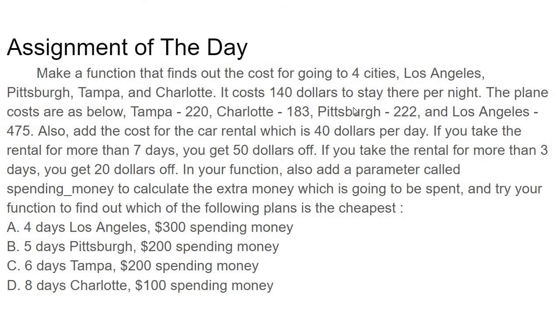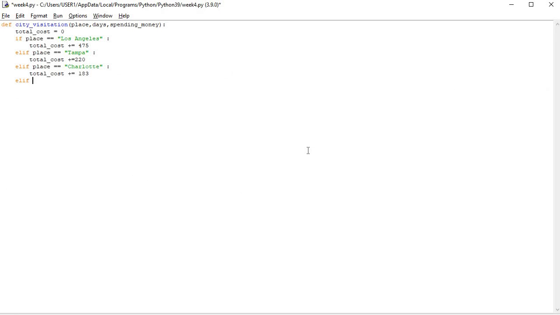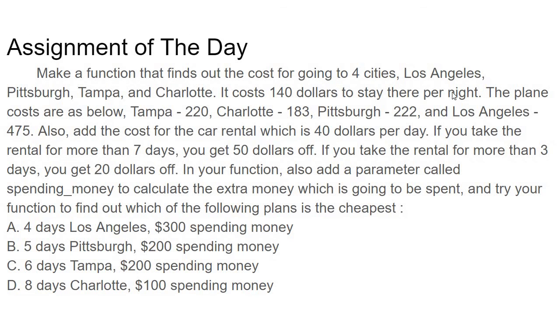You could have written else and then just said total cost plus equals 222 because that's the only definition left. But I'm not gonna do that. I'm just gonna write it all down to make it clear. And sometimes you might make a mistake, so I made a mistake in the writing of Pittsburgh. Okay, that's fine. Total cost plus equals 222. So we have this for our flight tickets.